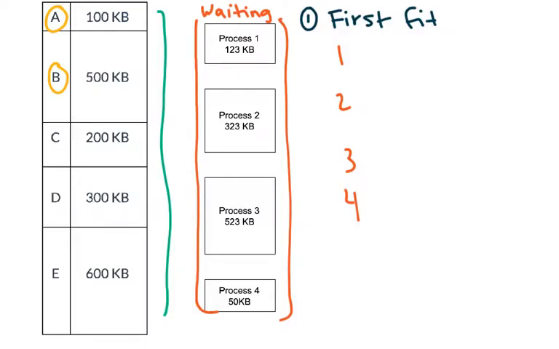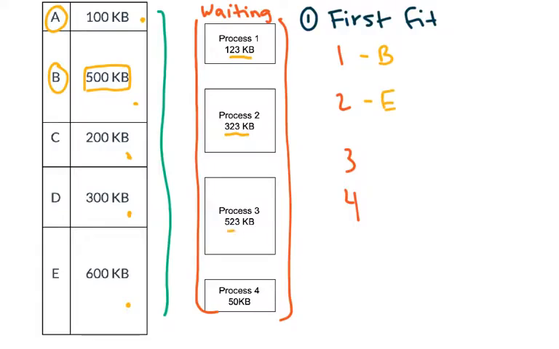Okay, so process 1 is 123 kilobytes. It's first fit, so it won't fit into A because it's only 100 kilobytes, but it will fit into B. So 1 will be put into B. Process 2 needs 323 kilobytes, so it can't fit into A. B is already allocated. It can't fit into C. It can't fit into D. It can fit into E. So 2 will be allocated to E.